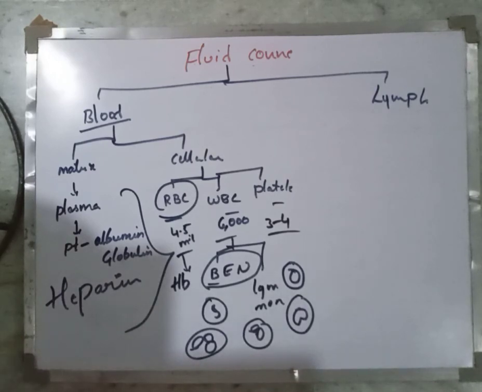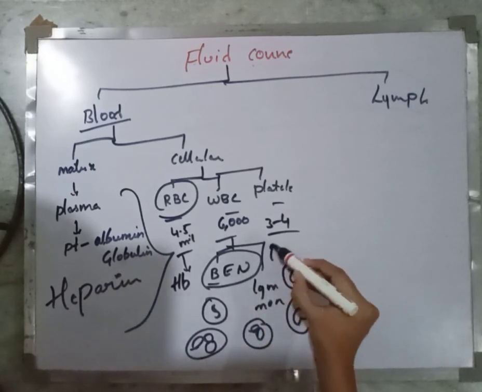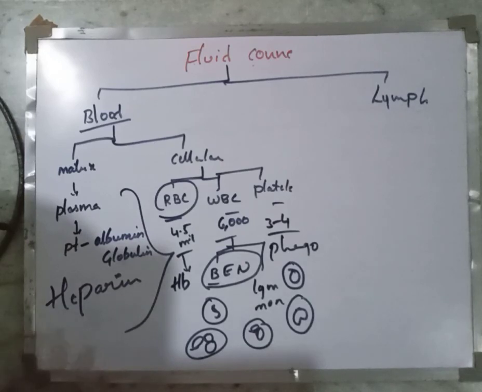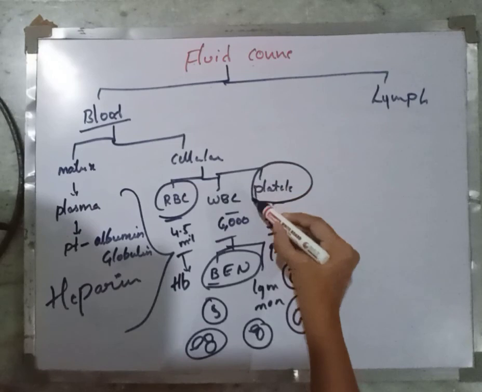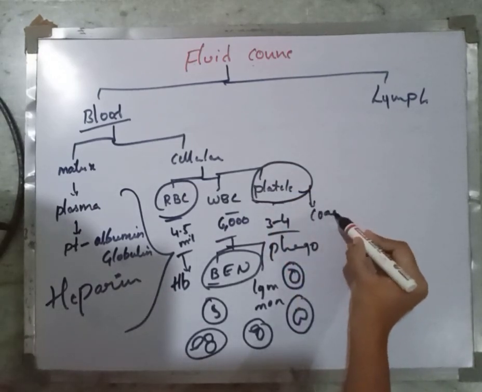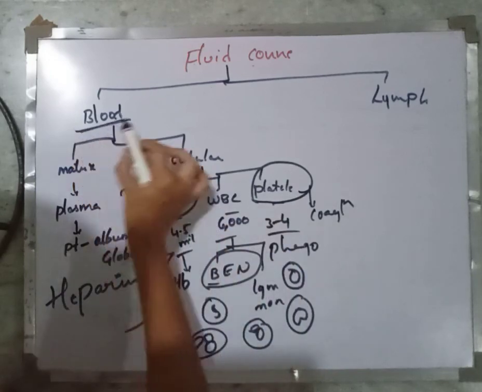So this is about the white blood cells, and all these white blood cells are useful for phagocytosis of pathogens. So all these cells provide immunity to the organism, and the platelets are useful for the coagulation of the blood. So this is about the blood.